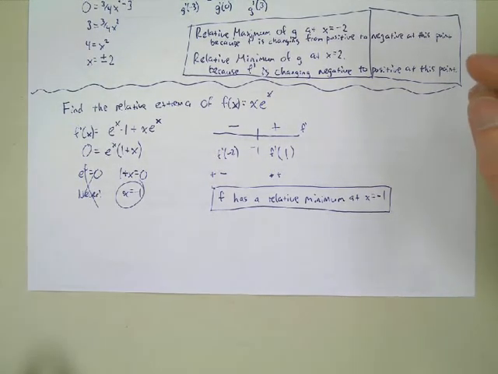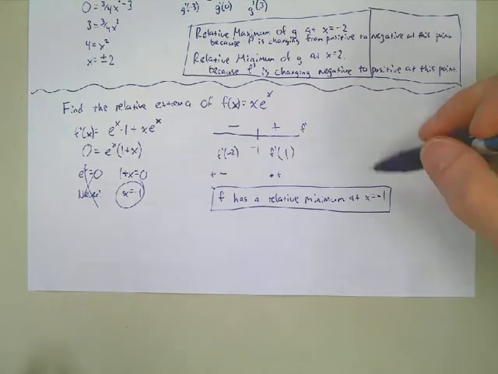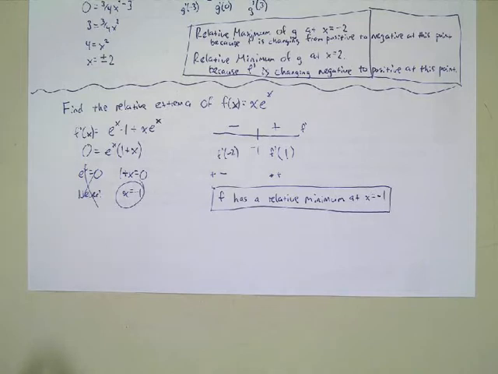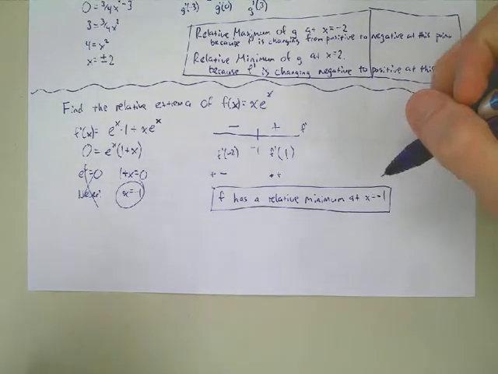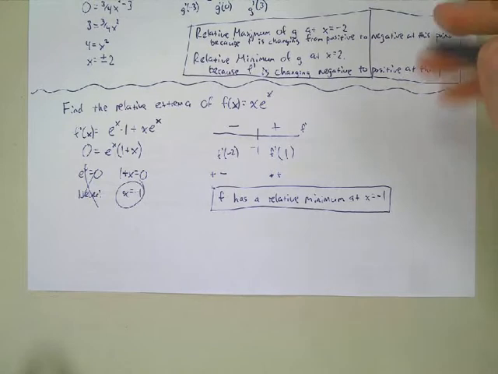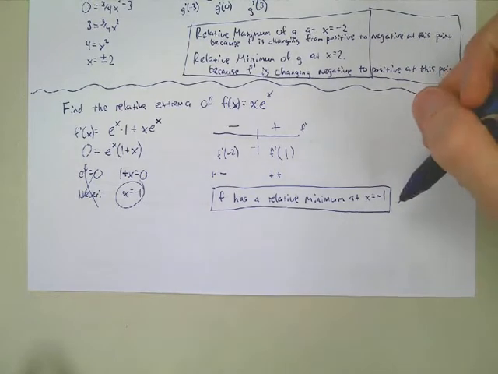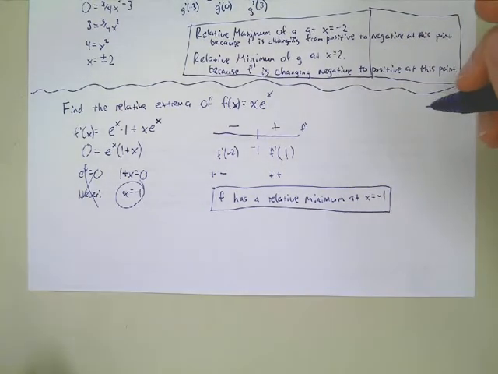Be careful. Also, one thing: no pronouns. So don't ever put "because" and then something like "it". What is it referring to? Because F prime is changing from negative to positive, that's all you have to say at this point. F has a relative minimum at X equals -1 because F prime is changing from negative to positive at this point. Donovan?